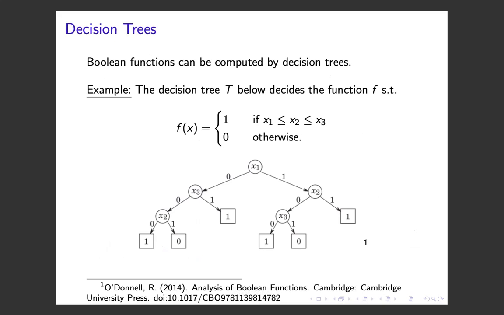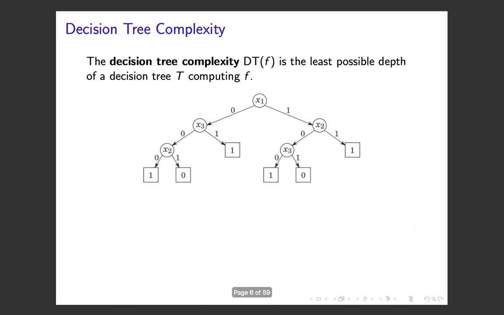Recall that, of course, Boolean functions can be computed by decision trees. If you're unaware of this fact, then please pause the video and convince yourself that the decision tree below, in fact, computes the function f defined below. The decision tree complexity of a function f is the least possible depth of a decision tree that computes that function. There can be more than one decision tree that computes a function.